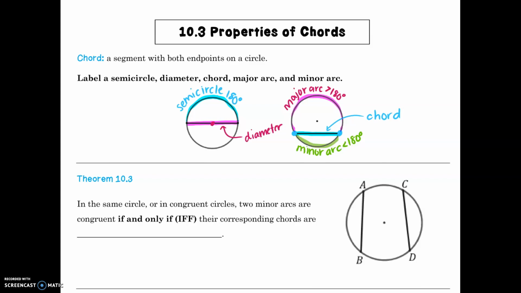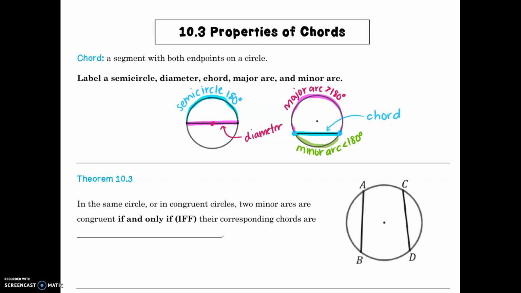Today we are going to start 10.3, Properties of Chords. As you know, a chord is a segment in a circle with both endpoints on the circle. So by now we should be able to label a semicircle, diameter, chord, major arc, and minor arc. So pause your video, make sure you have those labeled.